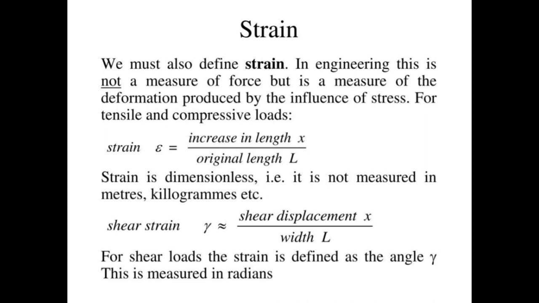Whereas it is a dimensionless property. Why? Because change in length is in mm or centimeter or meter, whereas original length is also in meter or mm or centimeters. So due to that, both get cancelled, so it's a dimensionless number. So shear strain is represented as shear displacement by width, right? It is represented in radians, right?